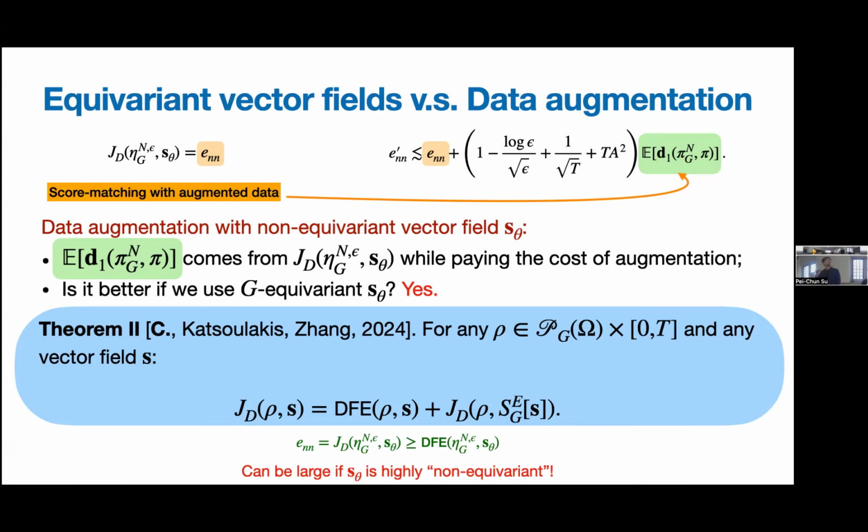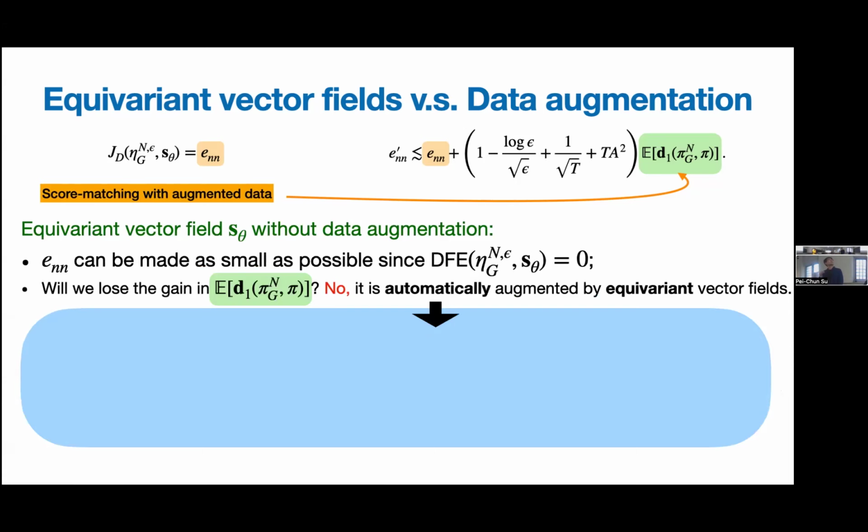Okay, so this means E_NN can be lower bounded by a large number if S_theta is highly non-equivariant, right? So if we use data augmentation but use non-equivariant vector fields, we have a gain on this term in green, but this E_NN can be large if we use non-equivariant vector fields or non-equivariant score approximation. Okay, another case is we switch the role between these two.